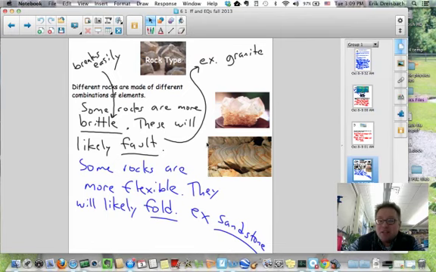So the three things that determine whether rocks will fold or fault are the pressure, the temperature, and the type of rock that's feeling the temperature and the pressure. Okay.